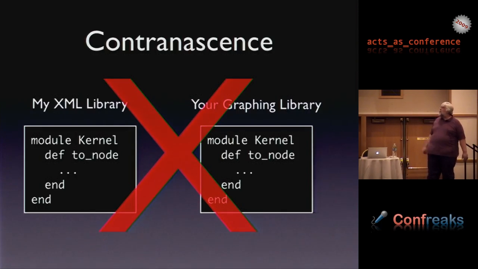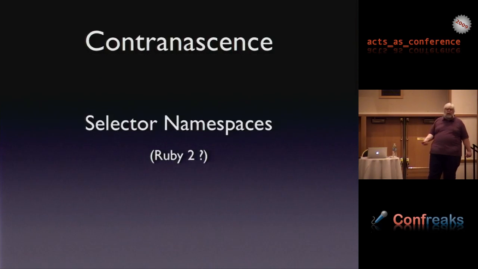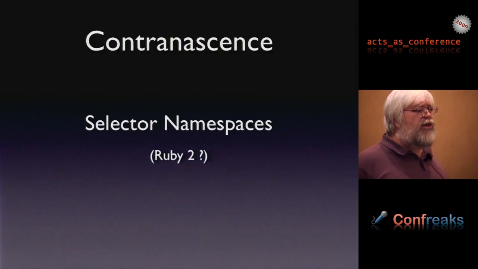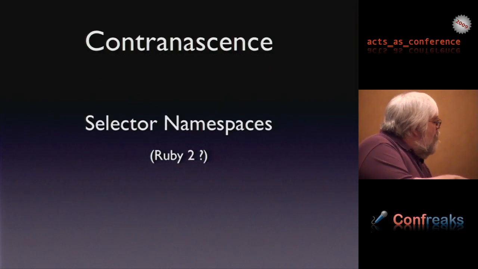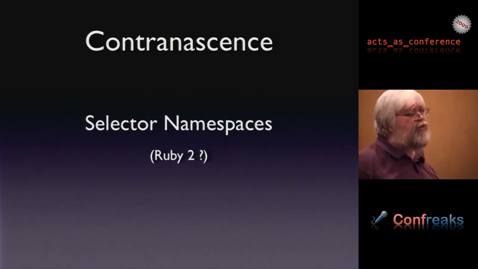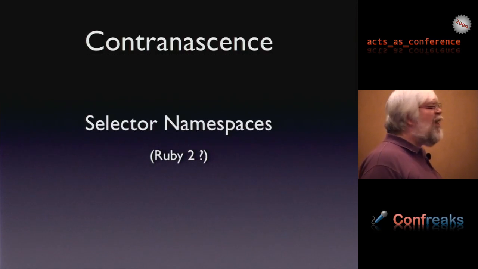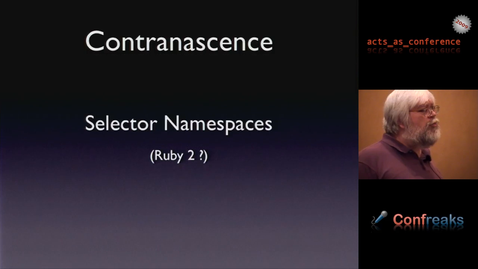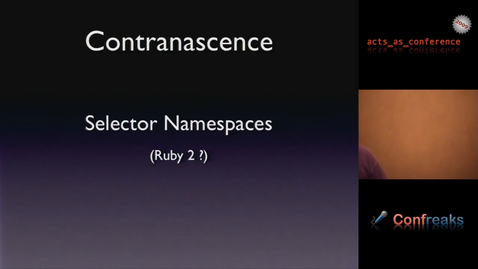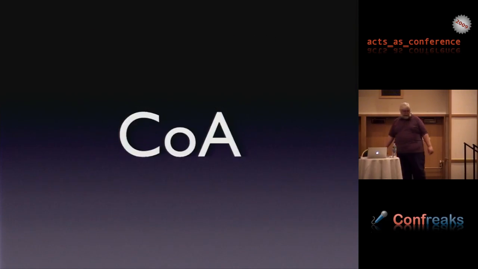So, contranascence appears in that. Now, selector namespaces is a solution to all this, where you can put methods within a namespace within an object. That's supposedly going to happen in Ruby 2, but nobody knows what it's going to look like. No one's really clear on exactly how to implement it, so don't hold your breath for that. In the meantime, just be really careful about doing stuff like that.